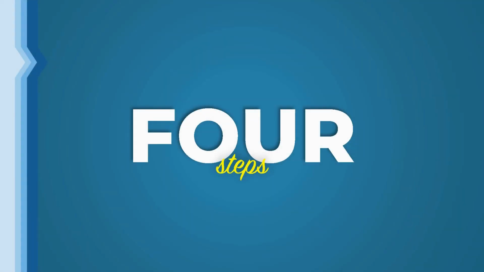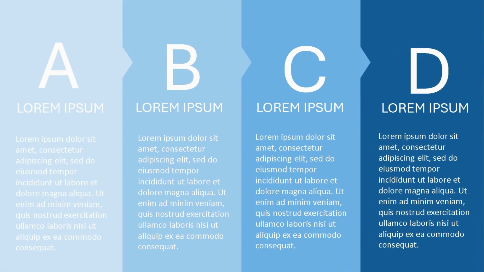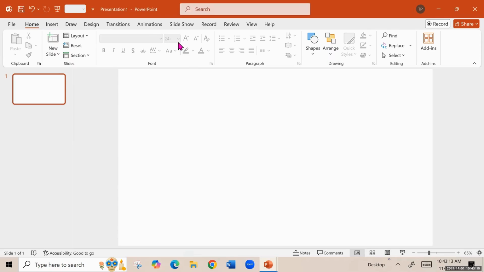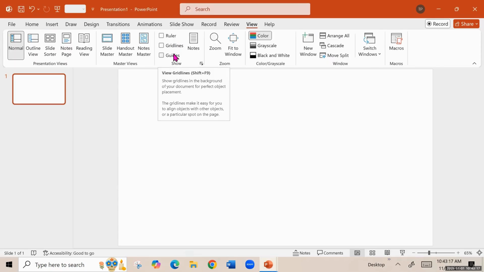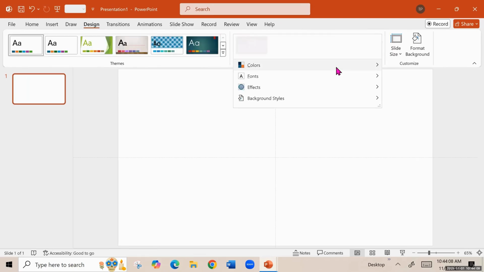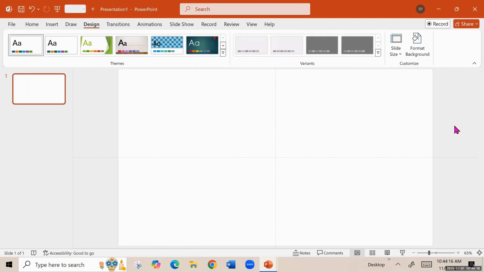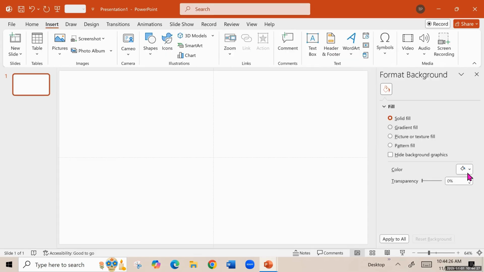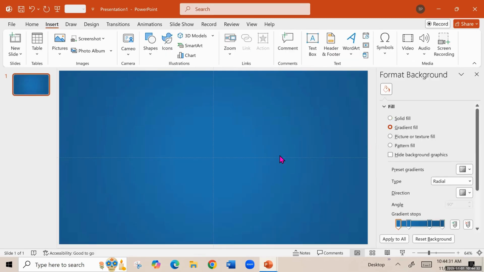Today I will show you how to make this presentation in PowerPoint. Open a blank slide. Go to View and click on Guides. Go to Design, click on Colors and select Blue-Green. Go to Format Background and choose a gradient fill.